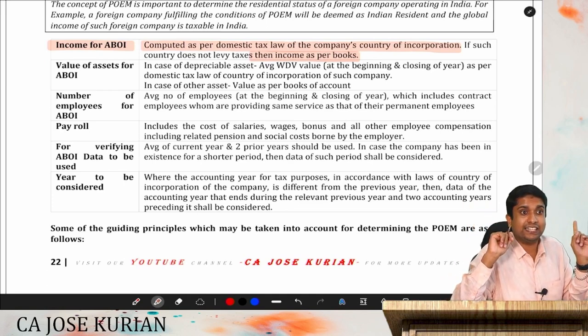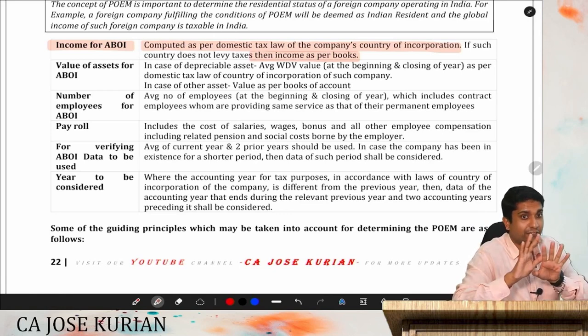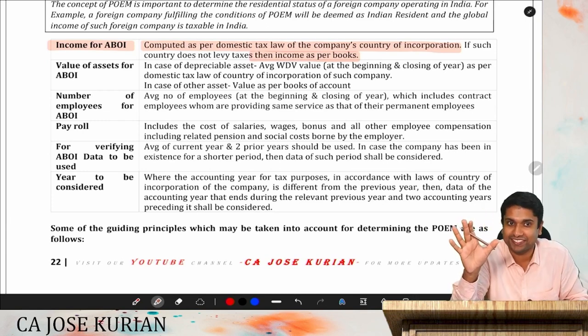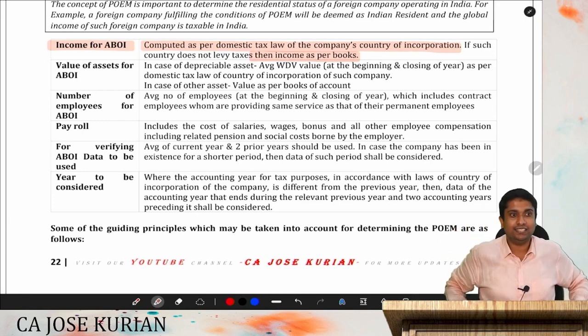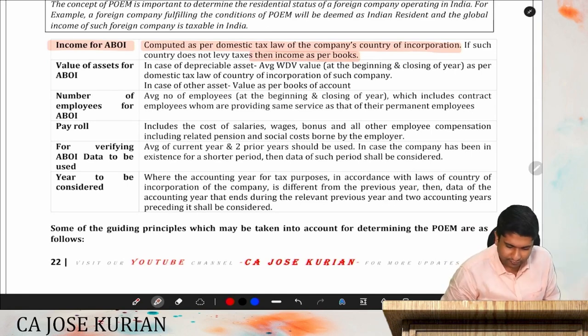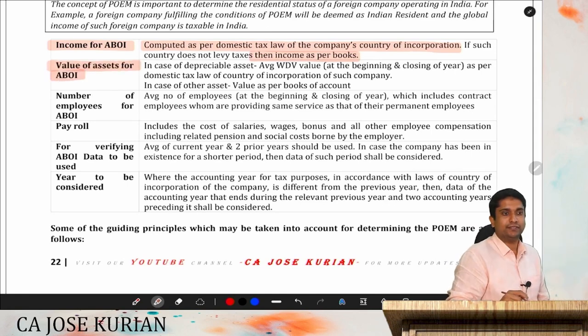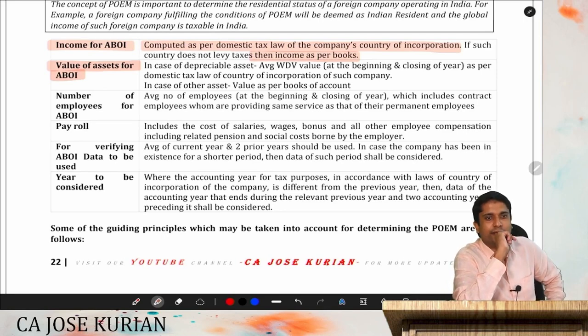The institute can easily ask some MCQ questions from this, but they haven't asked. They haven't asked. That means they will never ask? That doesn't mean they will never ask. Okay. They may ask in the next attempt. Now, then, how do you determine value of assets for ABOI? What was the second condition for determining ABOI?